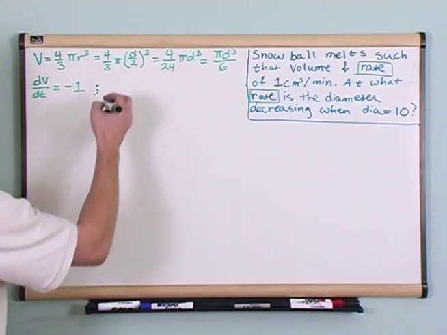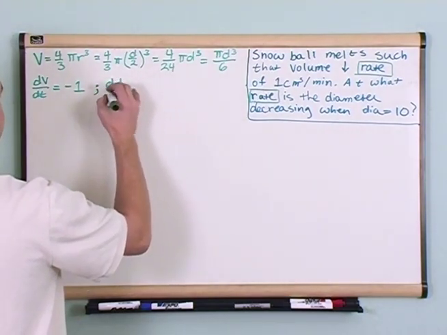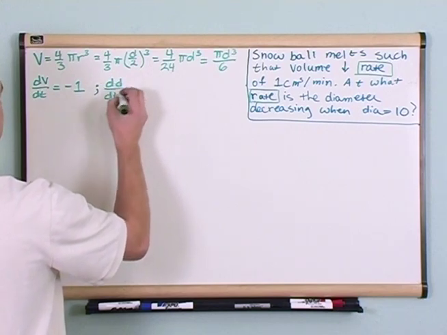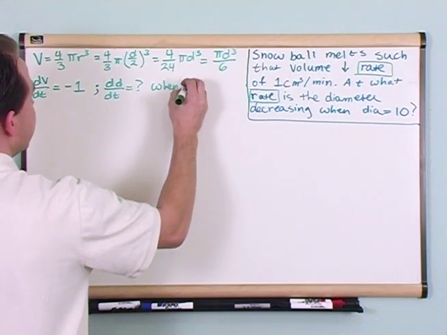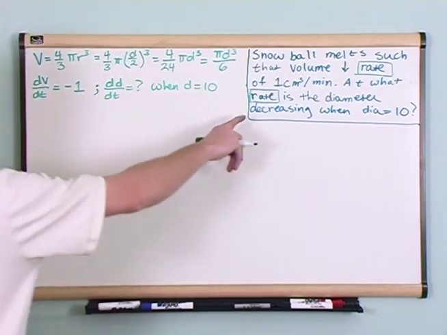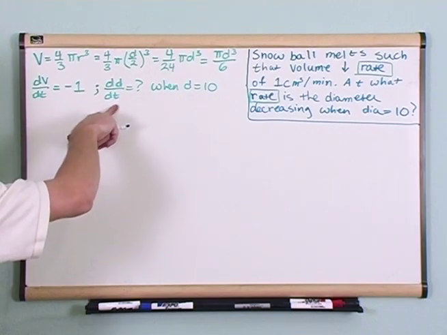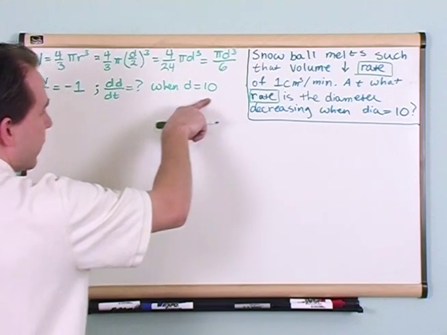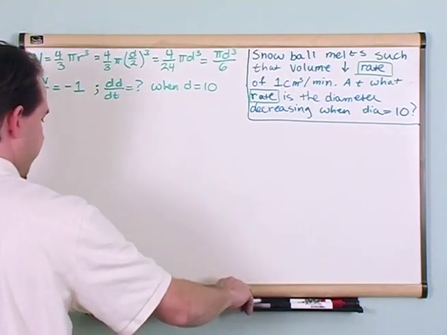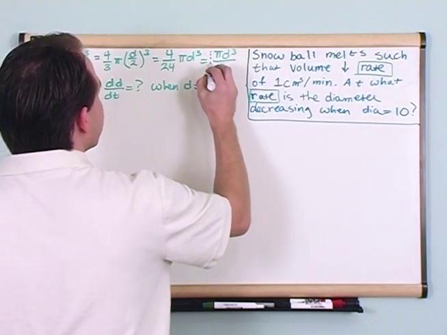They want us to find the derivative of the diameter with respect to time. What is that equal to when d is equal to 10? That's what this last sentence asks. At what rate, the derivative of the diameter, dd dt, what is that rate when the diameter is equal to 10? So I'm going to circle the relevant pieces of information here.